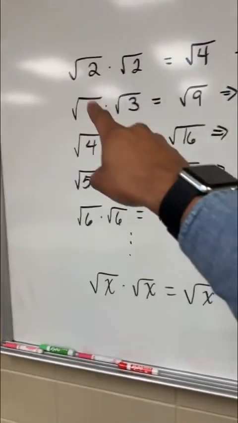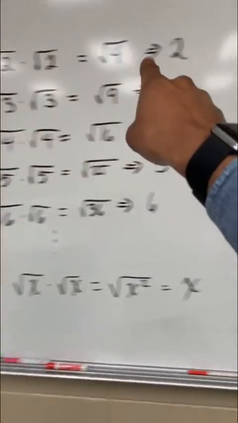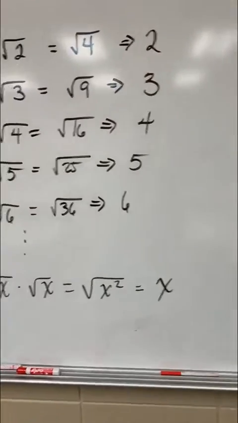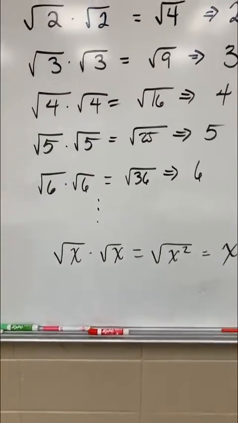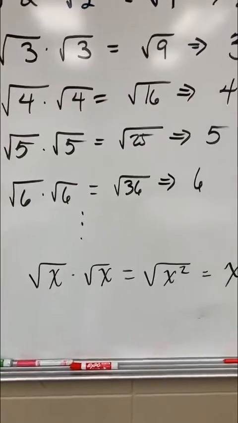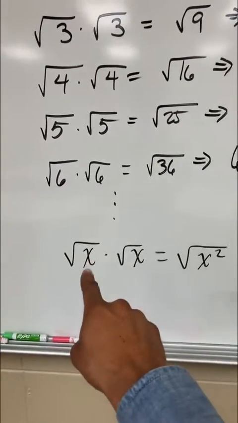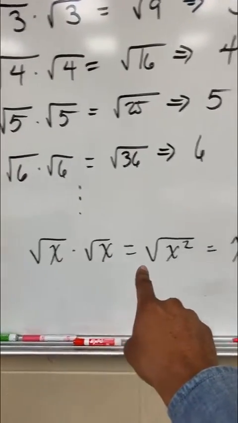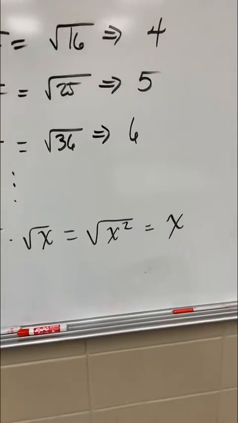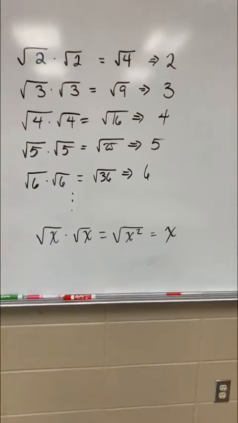Get what I'm saying? So when I see the square root of 2 times the square root of 2, I just jump over and say, okay, the answer is 2. And that's how it works with any number in the real number system. So if I have the square root of something times the square root of something, it's going to be equal to whatever that number was under the square root. That's how that rule works.